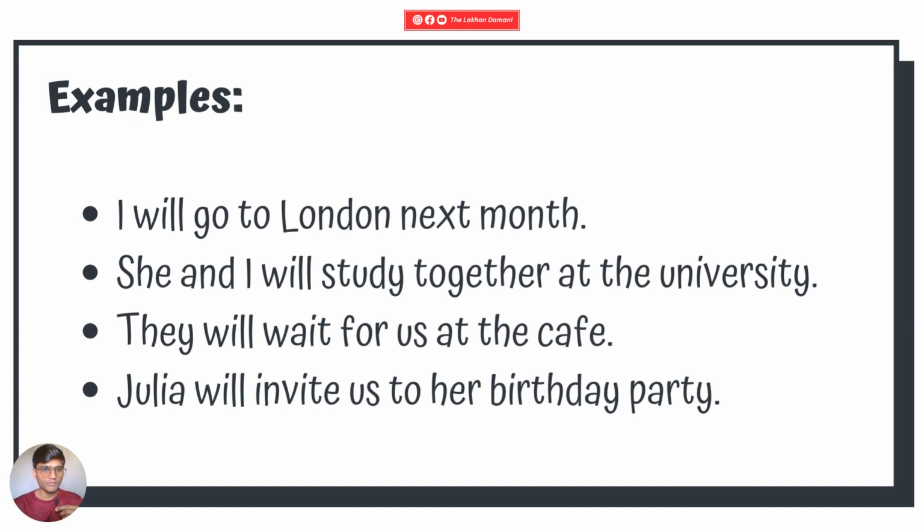And they'll wait for us at the cafe. We've already let them know, so they are going to wait for us, right? Julia will invite us to her birthday party. That has also not yet occurred. It is going to be next month, next week, or next year.